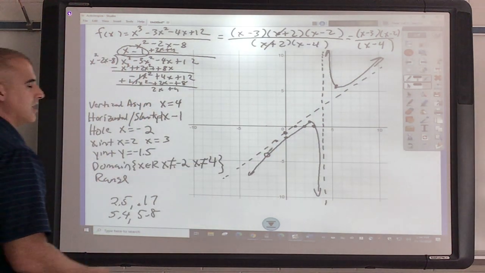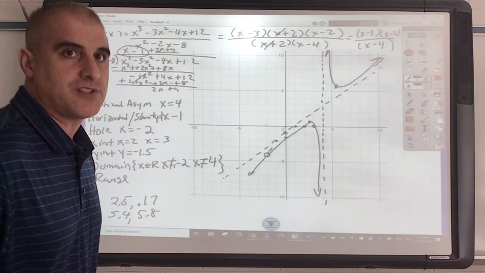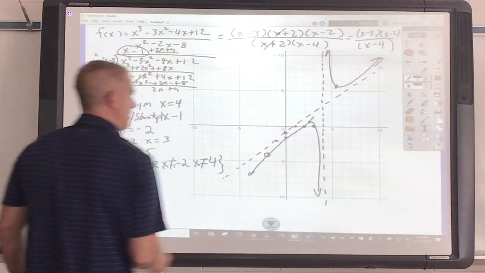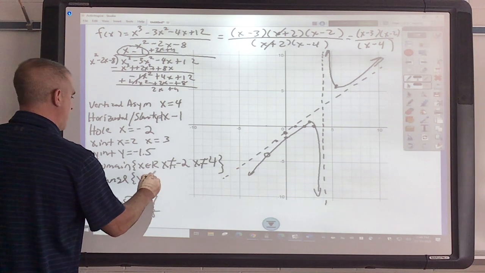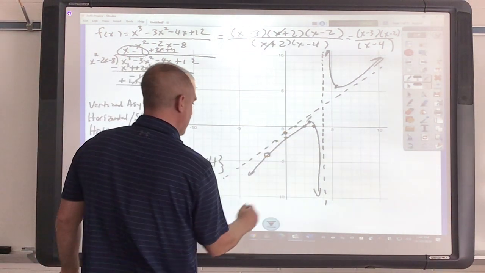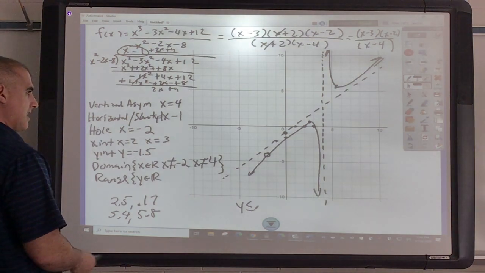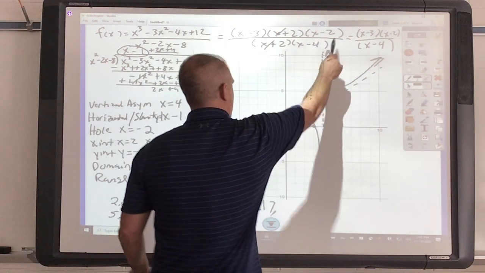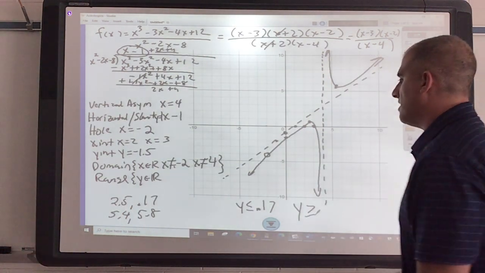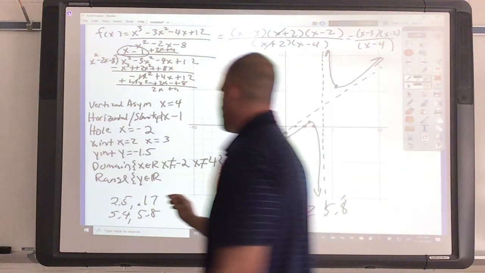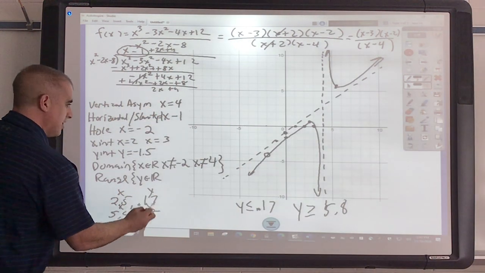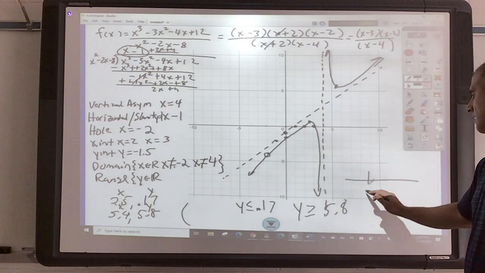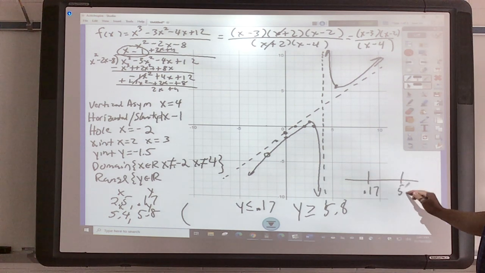Okay? The range. If you notice here, I've got two parabolas, okay? One that's going this way, okay? So this one here, all right, there'll be y is an element of all real numbers, okay? This would be y is less than or equal to, in that case, that number is the 0.17. This one is going up, so that's going to be y is greater than the 5.8. Remember, this is x, y, x, y. So if I was doing interval notation here on a number line, that's 0.17, 5.8, okay?